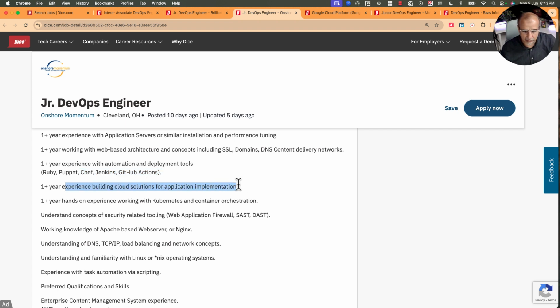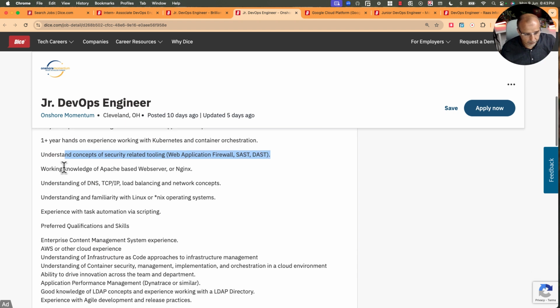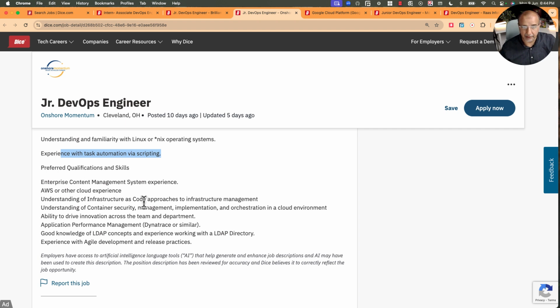1 year experience building cloud solutions. 1 year experience working with Kubernetes and container orchestration. Understand the concept of security-related tooling, including firewalls. Working knowledge of Apache or Nginx. Understanding DNS and TCP/IP and load balancing and network concepts. Understanding Linux, and experience with task automation via scripting. And preferred qualifications and skills, you'll find some listed here.